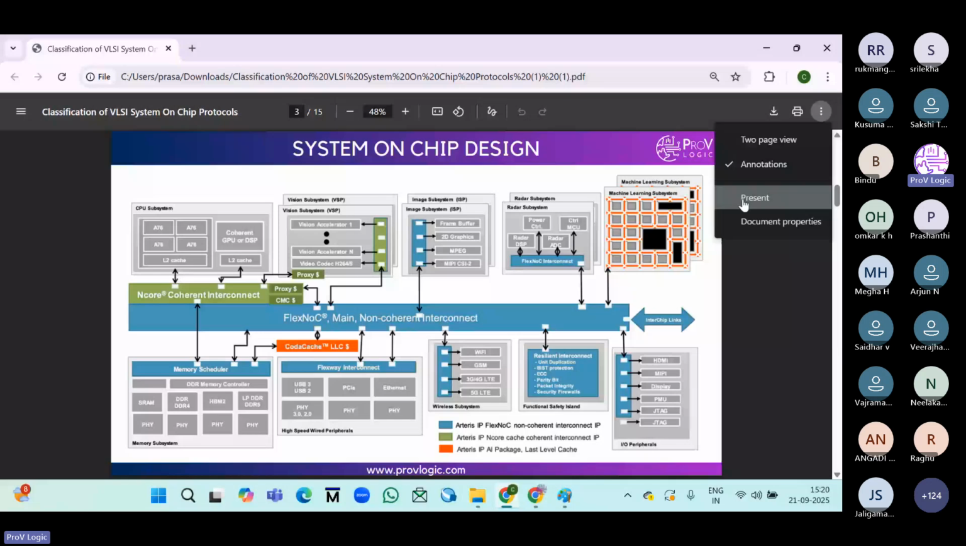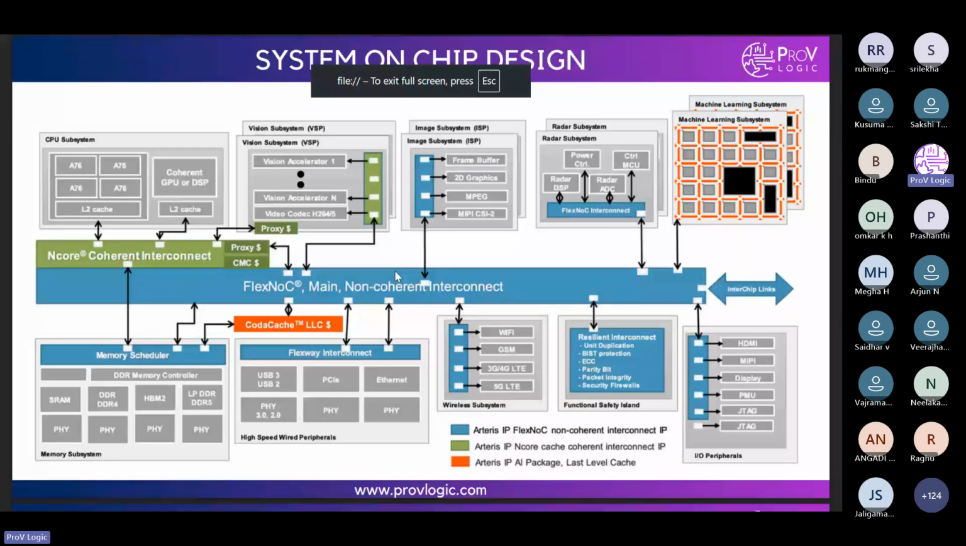Okay, so like that, there are various protocols. We will discuss one by one now. This is the entire system on chip design. To transfer any data from one block to another block, we need to follow certain rules. These are the different types of protocols we use in real time.